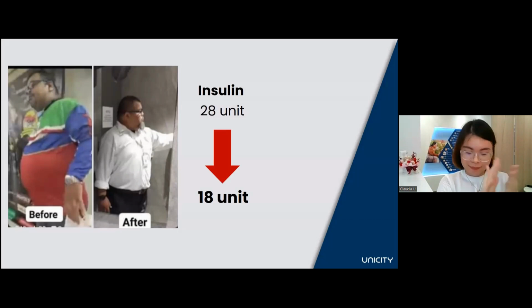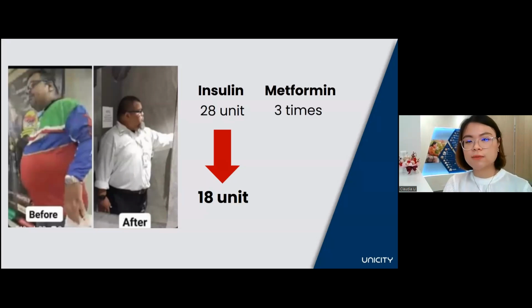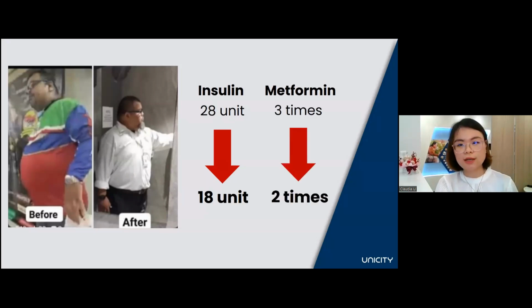Yeah, I think if we were all there, we'd be clapping hands already. And he's also on metformin at the same time to manage his condition. So through Feel Great, he's able to reduce it from 3 times a day to 2 times a day dosage. So Feel Great has helped him to lose his weight and also slowly improve his metabolic indicators.